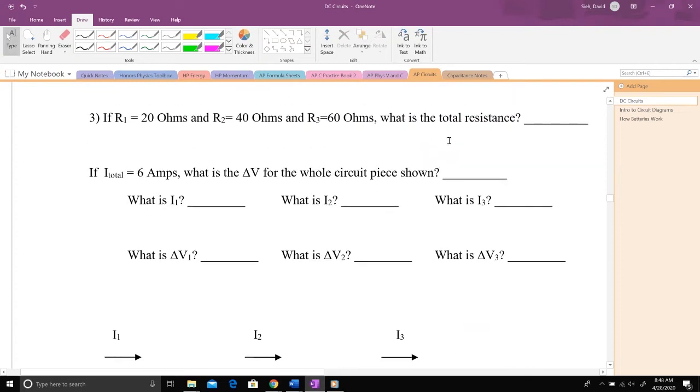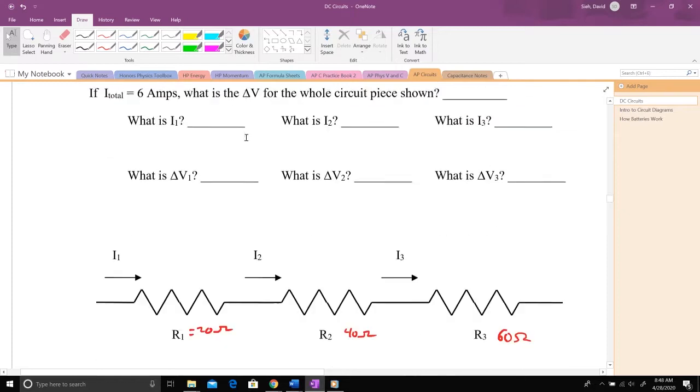They'd like to know, what's the total resistance? When they're in series, we just add them up, don't we? The formula for resistance in series is just the sum of all the individual resistances of all the resistors. So in this case, that's just 20 plus 40 plus 60, and that's going to be 120 ohms. If my current going into that section is 6 amps, then they ask, can you find the delta V for the whole circuit piece shown?